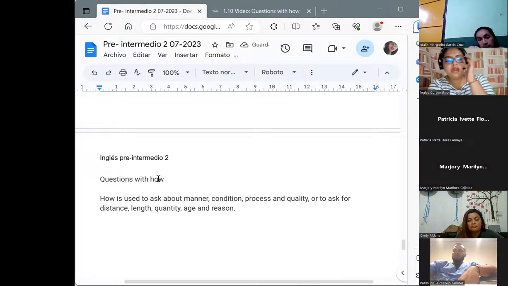How is used also to obtain information about the way something happens or the manner or way somebody behaves or does something. We can also use the word how to ask or to obtain information about the behavior of someone. También para preguntar sobre el comportamiento de otra persona.